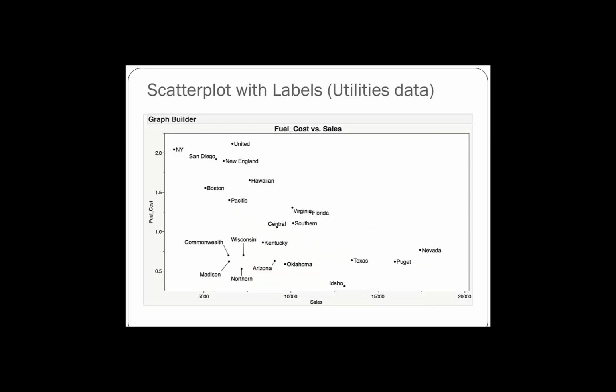Here is another scatter plot. This time we have the labels. This is a utilities data set, and it's oftentimes helpful to be able to see the labels.